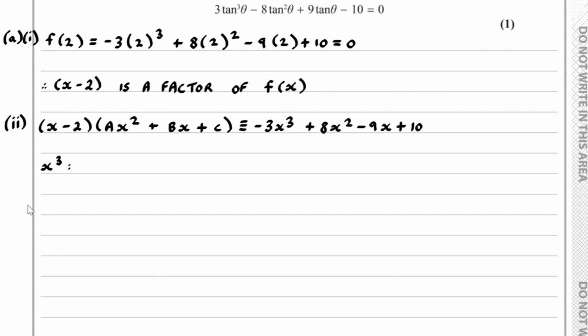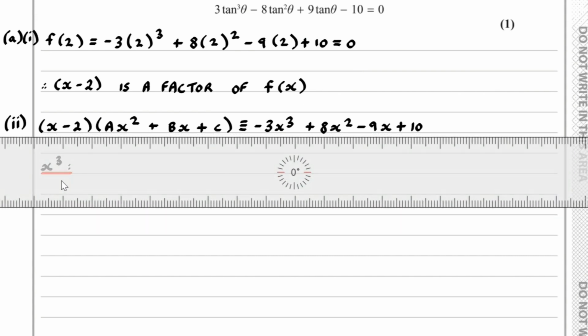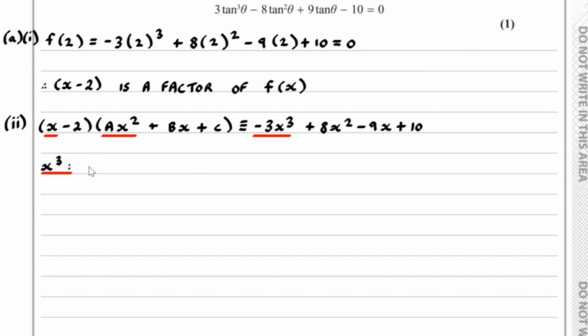So if I compare coefficients, let's take a look at the x cubes. What gives us an x cubed? Well, I've got x multiplied by ax squared. That gives an x cubed. And on the right hand side, I've got negative 3x cubed. So in terms of the coefficients, we would have a equals negative 3. So a equals negative 3.